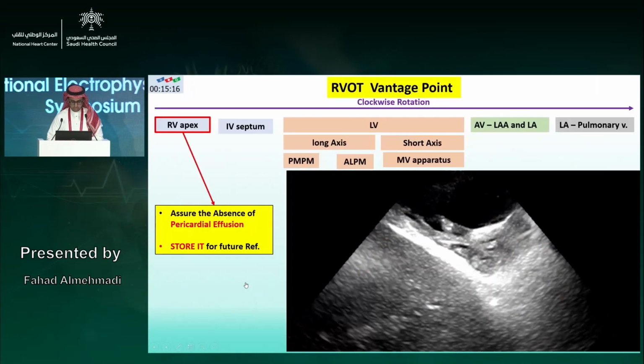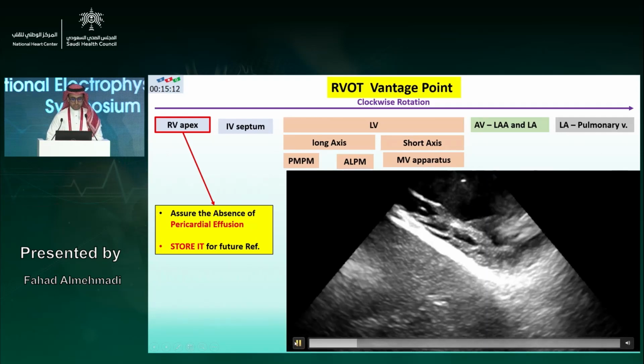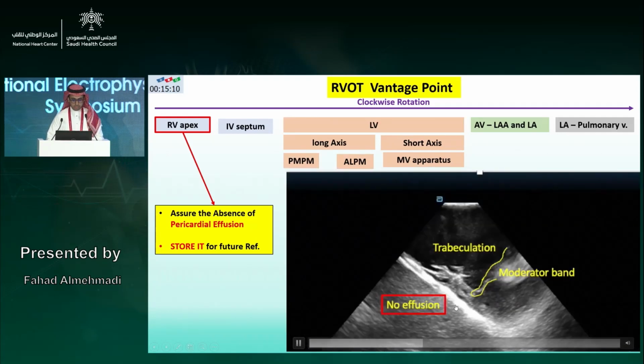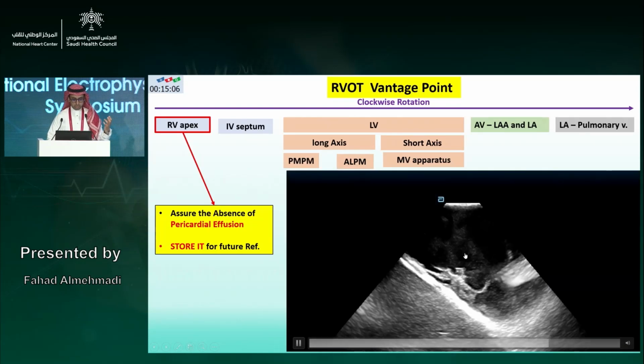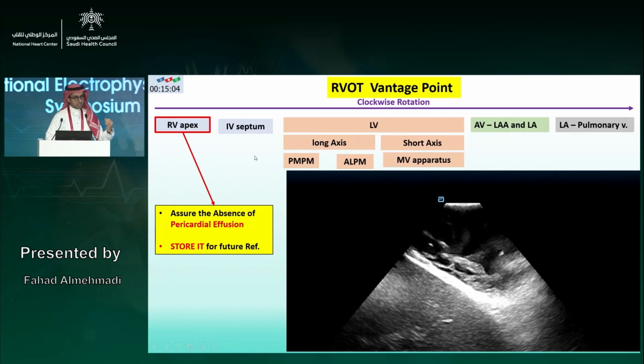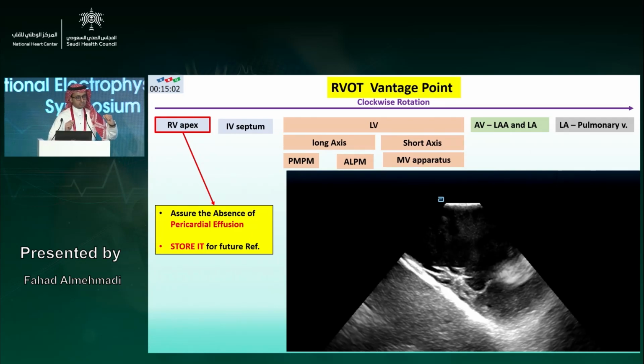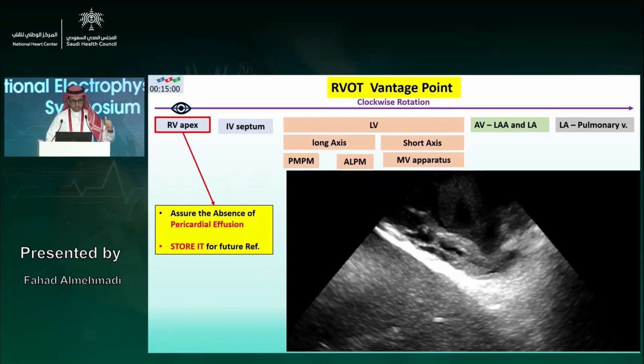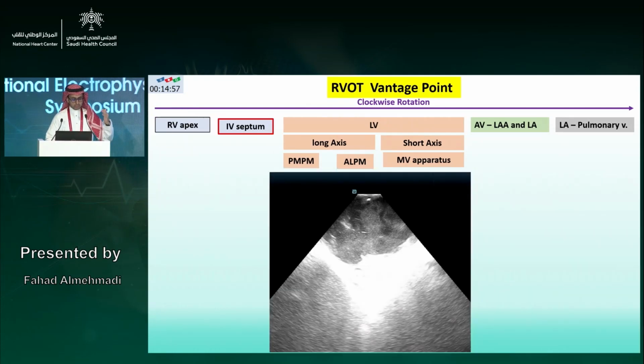And this is what we see on echo. Once we are in the RV, we can see that we don't have any pericardial effusion. We can see full anatomy of the RV with the moderator band. And from here, the motion is just a clock rotation, and we can see structure by structure.